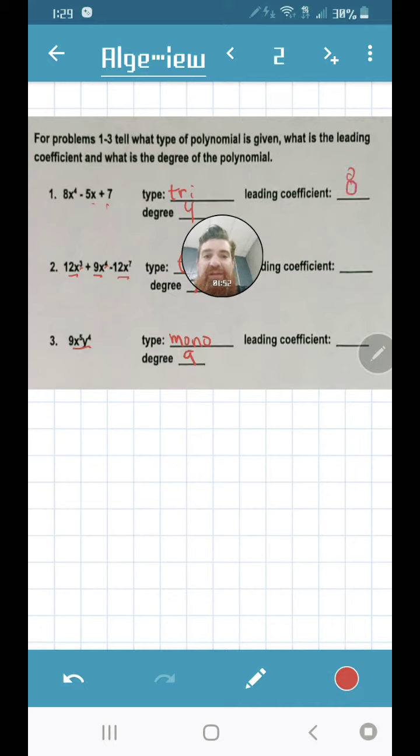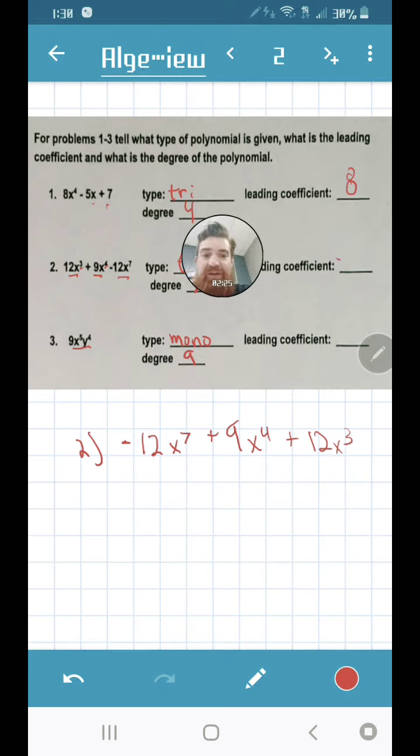Number 2, we want to think about the standard form of that. And I'm just going to write it down here at the bottom. The highest power goes first. So the term negative 12 x to the 7th will be our first. Then we'll have 9 x to the 4th. And our last term in descending order would be 12x cubed. So now we can identify the leading coefficient as the coefficient of the first term, negative 12.